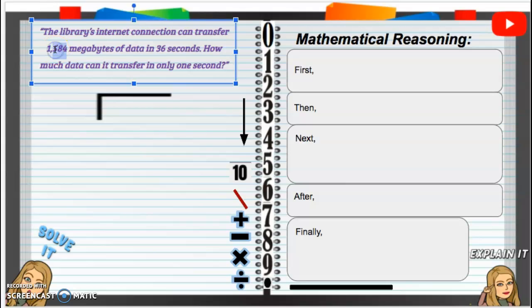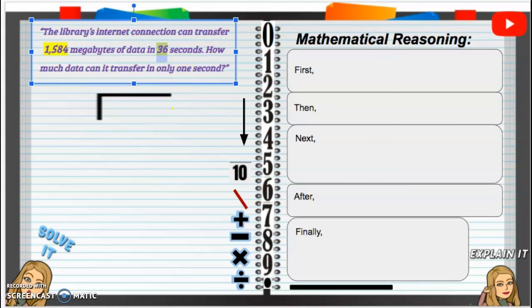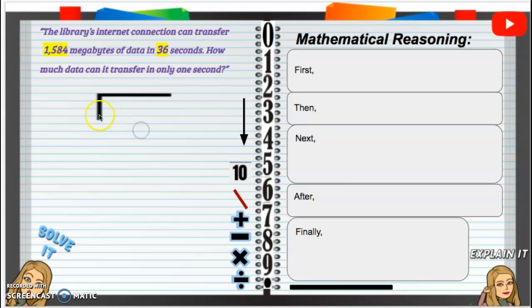Let's divide them. All right, so 1,584, I am going to highlight this and I'll make it a little bit bigger. And we're going to divide that by 36. So there's our important numbers there. All right, so in our dividend, we're going to have 1,584. And in our divisor on the outside of our house, we're going to have 36.